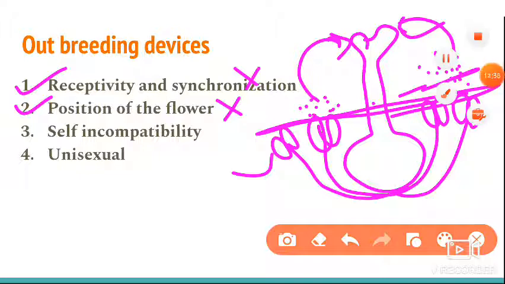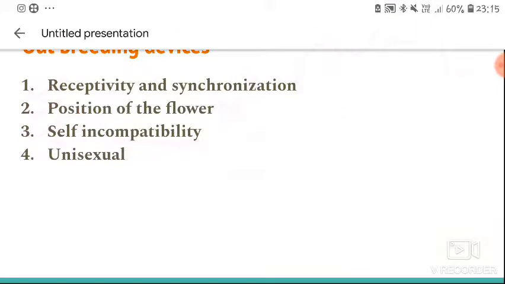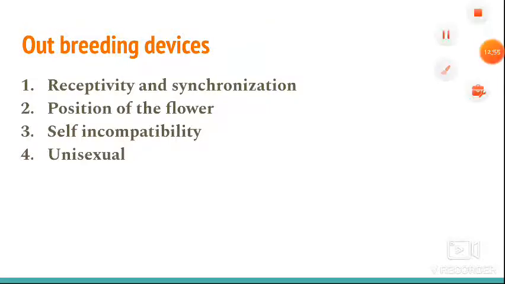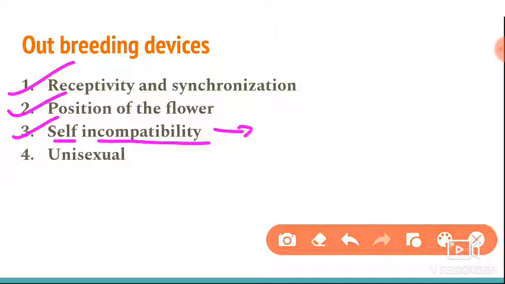And the third one we can see here: self incompatibility. Students, please remember, this is very important. First one, receptivity; second, position of the flower; and third, self incompatibility. It is a genetic process, a genetic method.